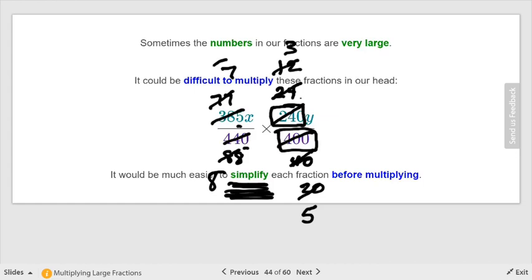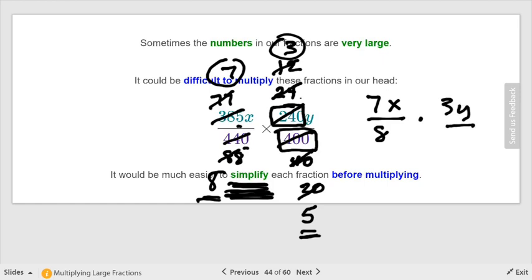Now look. In the top I have 7. Does 8 or 5 have a common factor with 7? Nope. Then I have a 3. Is there a 3 anywhere down there? Nope. So what I have now is 7x over 8 times 3y over 5. Simple. The next thing is an x. Is there an x anywhere in the bottom? Nope. So I can't do anything with the x. Here's a y. Is there a y anywhere in the bottom? Nope. Can't do anything with the y.